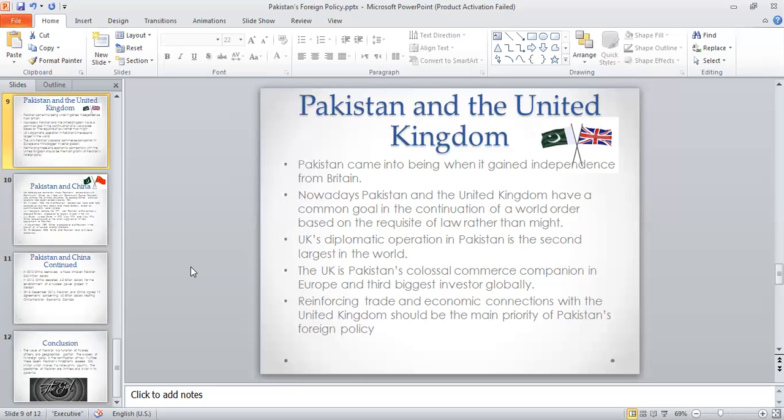Nowadays, Pakistan and the United Kingdom have a common goal in the continuation of a world order based on the rule of law rather than might. The UK's diplomatic operation in Pakistan is the second largest in the world. Alongside this, in excess of 2% of the UK's inhabitants can trace their roots back to Pakistan.